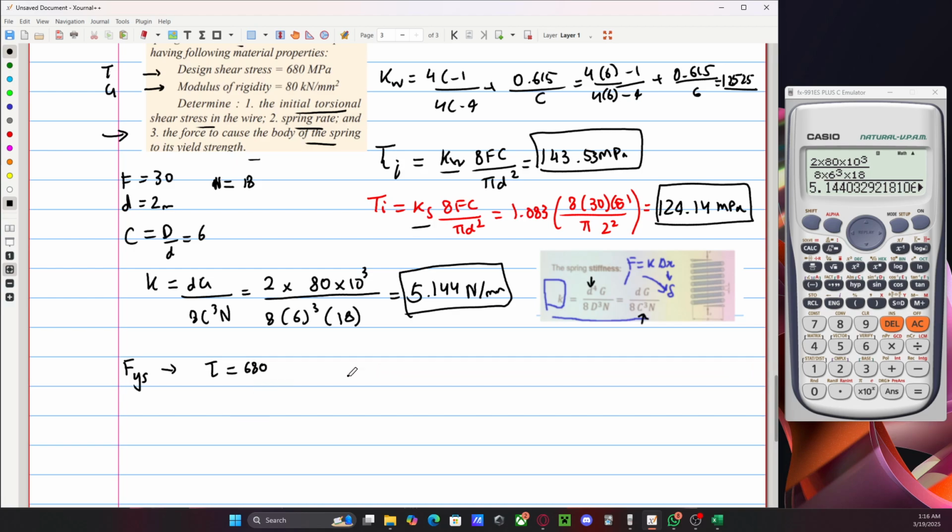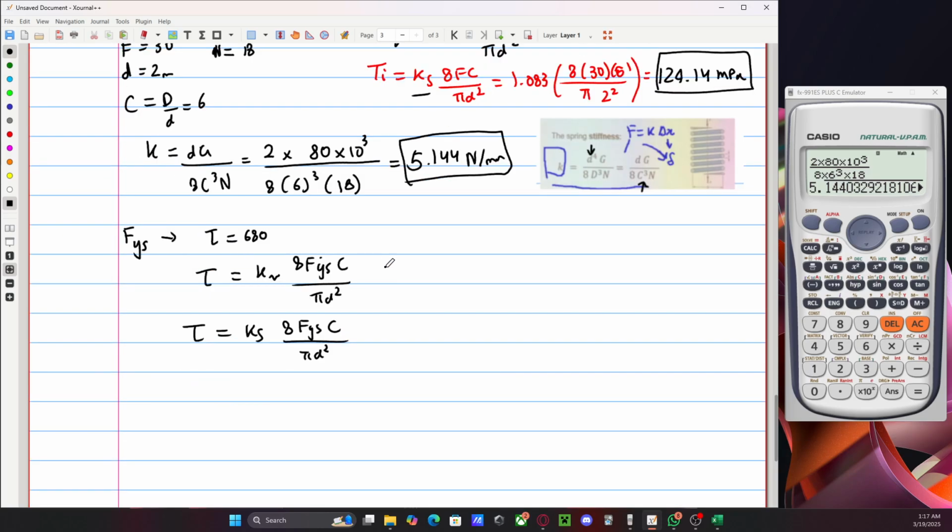So how do you do this? Again, we already know tau is equal to what? It's either K, in this case Ks, Kc, whatever you want to use. We'll do both of them, and we'll find out the separate cases. So tau equals Kw 8FC over pi d squared. And then we'll do the other one, tau equals Ks 8FC over pi d squared. Now, we know this is equal to, I'll do this in, say, green.